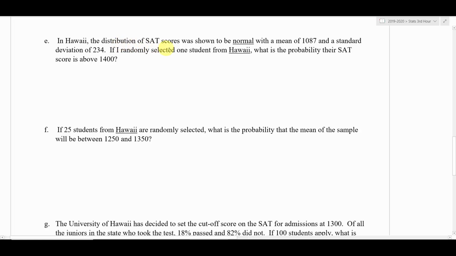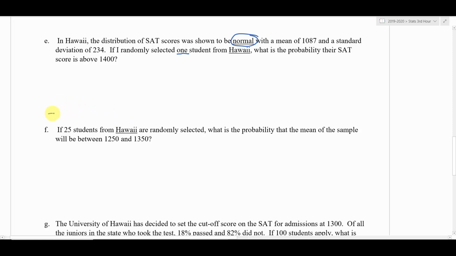And it says the distribution of the SAT scores was shown to be normal. So the population here is normal. We're starting off with something that's normal. And the mean of this population was 1,087 with a standard deviation of 234. And it says if I randomly select one student from Hawaii, what is the probability that their SAT score is above 1400?